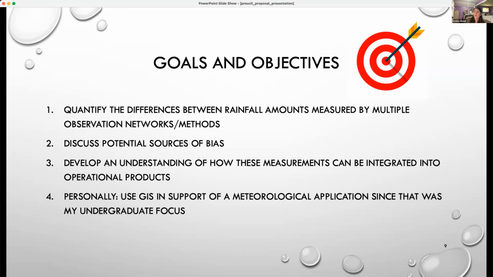And just a personal goal: my undergraduate was in meteorology and atmospheric science. So as I've been pursuing the master's in GIS, I was always looking for areas where I could merge the two disciplines. So I felt that the capstone project was a great opportunity. I love looking at rainfall measurements.